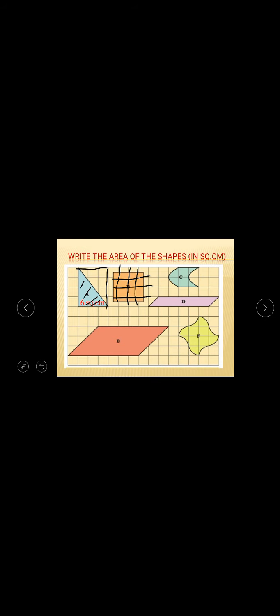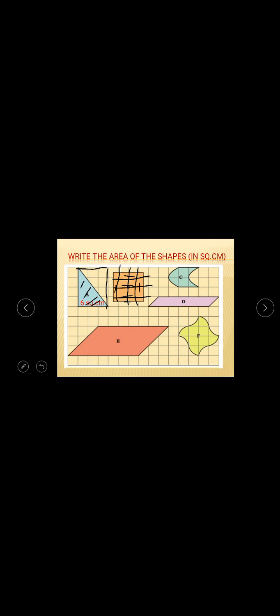So let's count. So here we get 1, 2, 3 and 4 full square boxes. These one are half, so half and half 1. This also half and half 1. This 2 also half and half 1. This 2 also half. So there are total 8 square boxes.